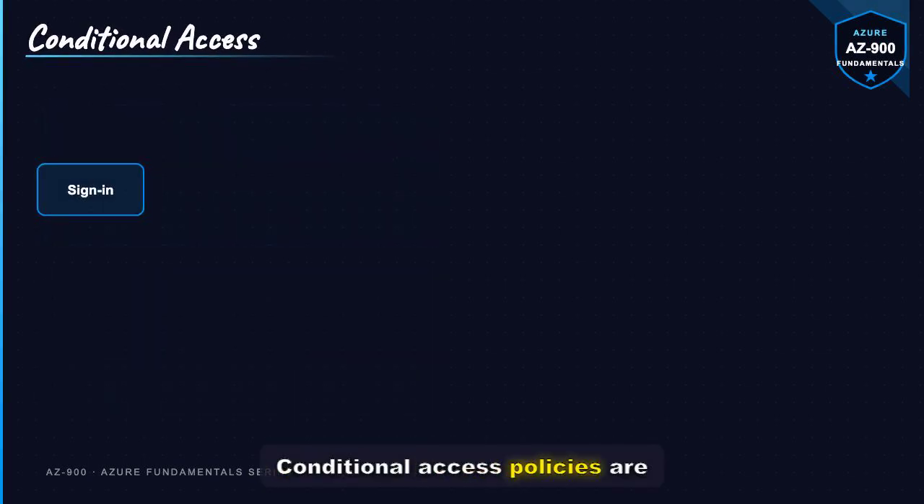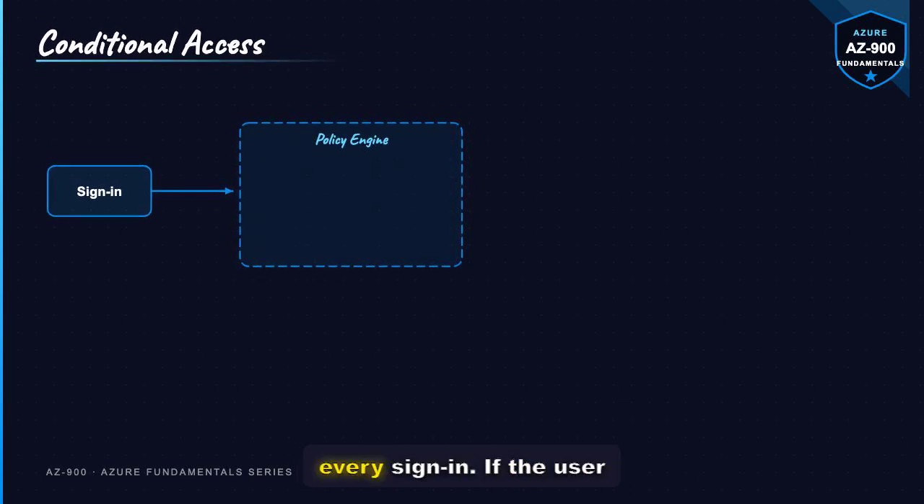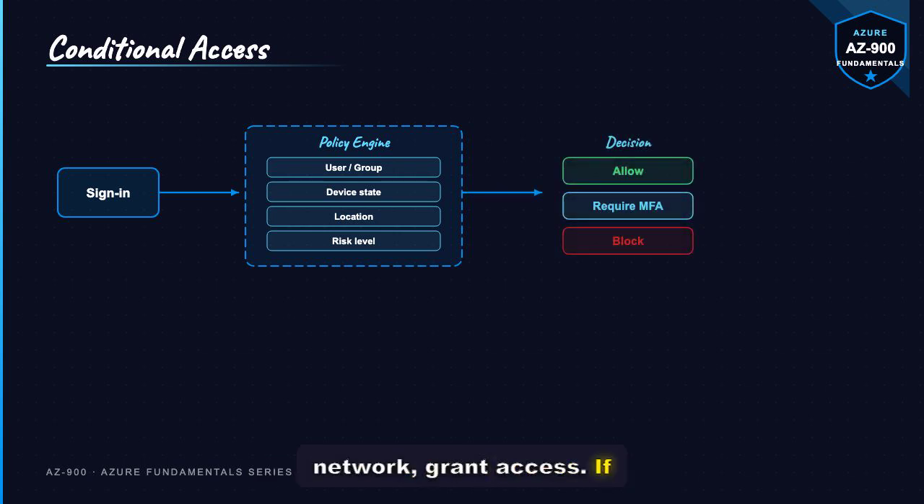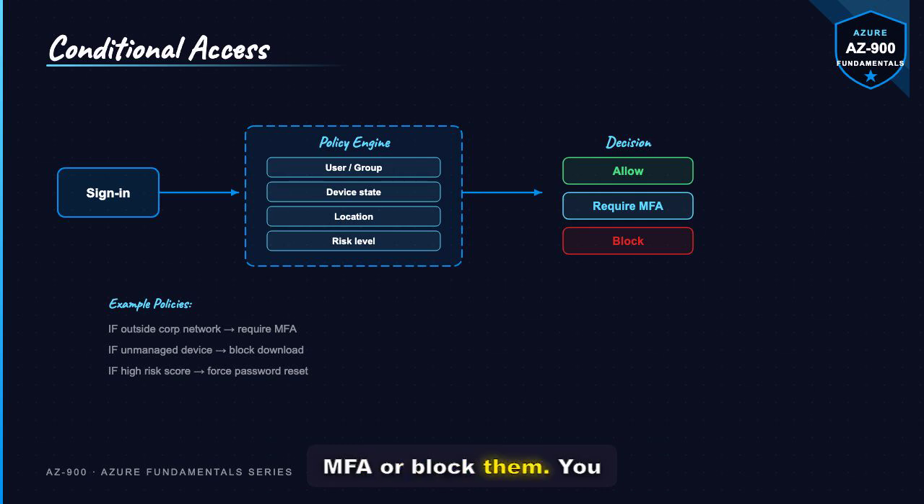Conditional access policies are if-then rules that evaluate every sign-in. If the user is on a compliant device on your network, grant access. If they're on an unknown device in an unusual location, require MFA or block them. You can base decisions on user identity, device state, location, and risk level. Conditional access makes zero trust practical.